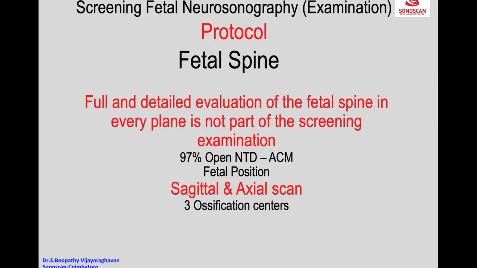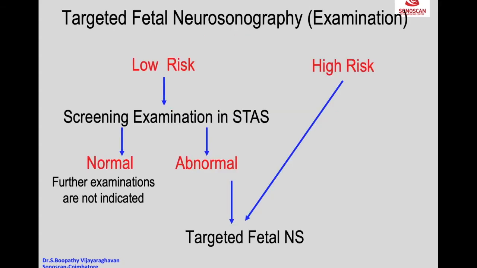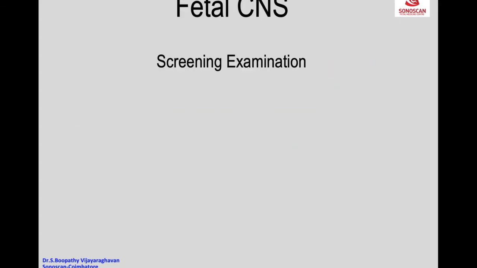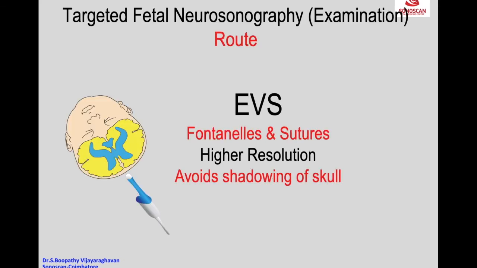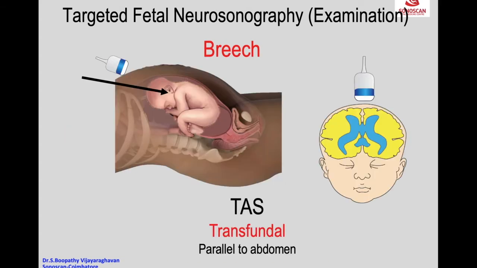You have to see the three ossification centers and the intactness of the skin. So this is the sonography examination. Scan through the fontanelles and sutures, avoid shadowing by the skull, and for higher resolution use the advantage of the anterior fontanelle to do the targeted fetal neurosonography.